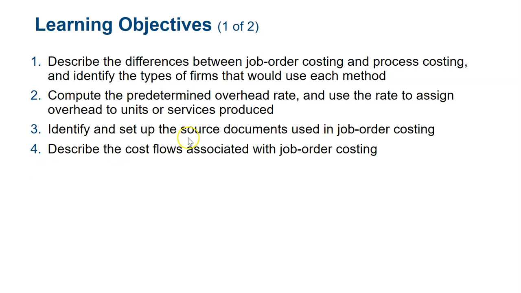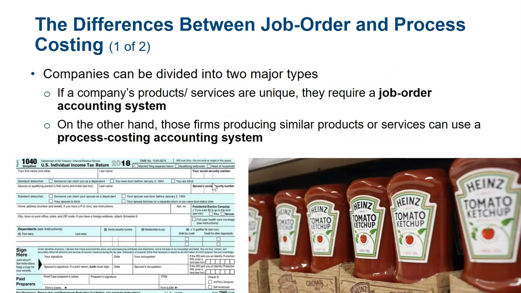We'll look at some source documents related to job order costing that are specific to job order costing. And then most importantly, perhaps, we really need to understand cost flows associated with job order costing. So, when we talk about job order costing, it says here that if a company's products or services are unique, they require a job order accounting system. And if, on the other hand, we're talking about products that are homogeneous, that are all the same, we're going to use process costing.